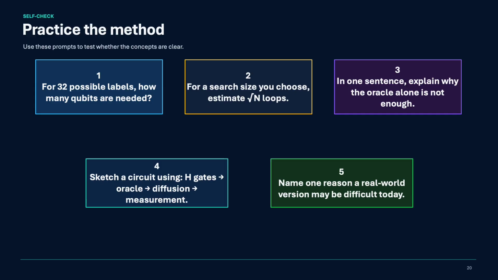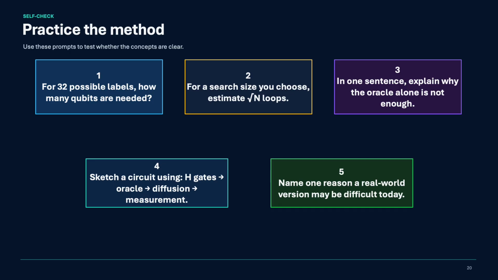Practice the method. Now imagine Maya gives you the key to the library. Can you think like a quantum search designer? If you have a certain number of possible labels, first ask how many qubits are needed. Then estimate the square root of the search size to understand the scale of the Grover loop. Then ask, what does the oracle actually test? And perhaps most importantly, can you explain why the oracle alone is not enough?